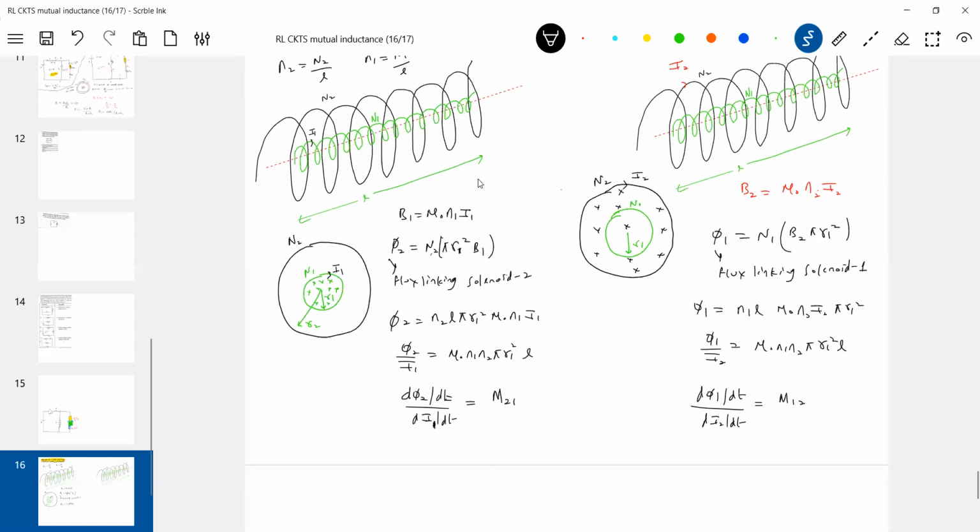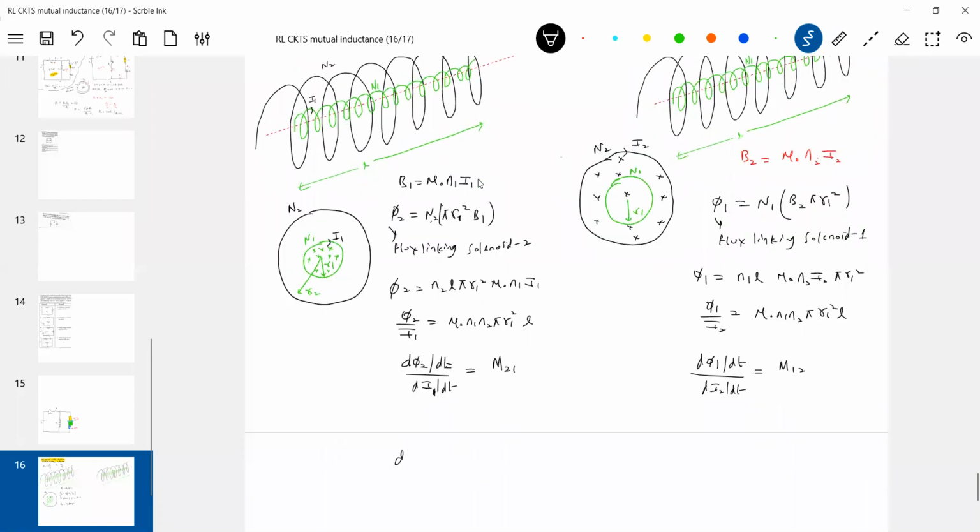So this, I'll write it as E2 by, this will be E1 by, where this M I'll call mutual inductance. If I send a varying current in the inner solenoid, it will induce EMF in the outer solenoid.